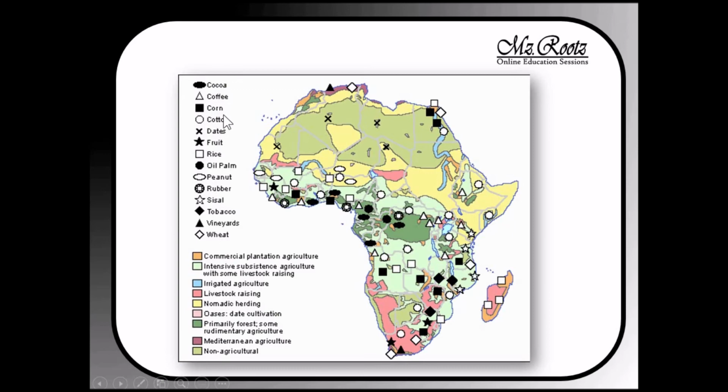Let's have a look along the list. So we've got cocoa, coffee, corn, cotton, dates, fruits, rice, oil palm, peanuts, rubber. I'm going to stop at the rubber because rubber is so rare. It's very rare, in fact. And as you can see on the map, there's only 3 major productions of rubber plantations: central and to the west. This here would represent Congo.